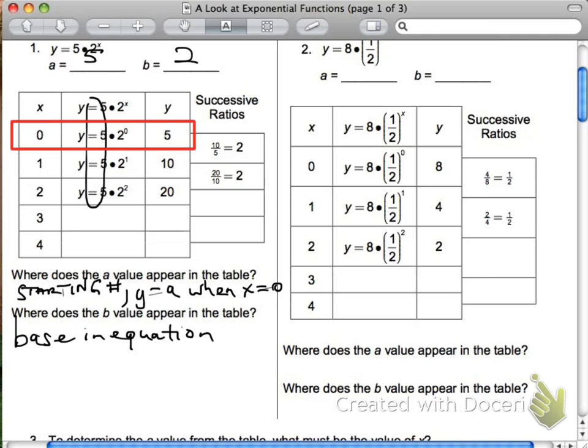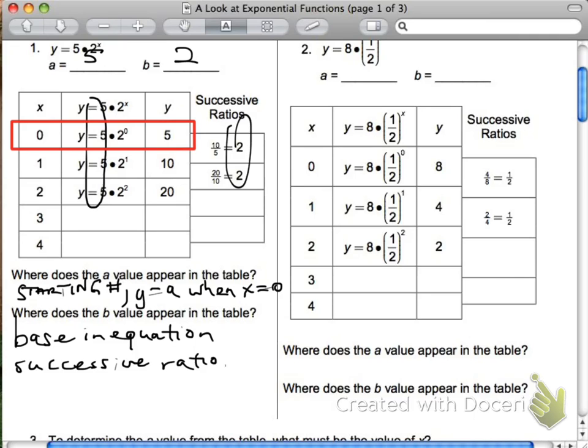And then you see it again in your successive ratios. Why do you do the successive ratios? Is it a checking? Okay. It's interesting that you asked that. Why do we do successive ratios?